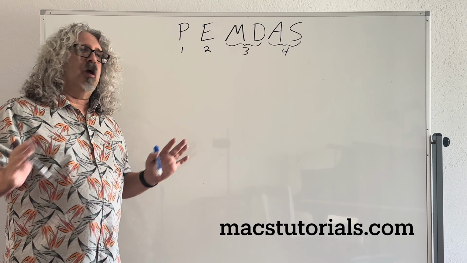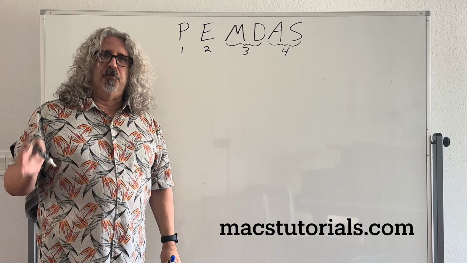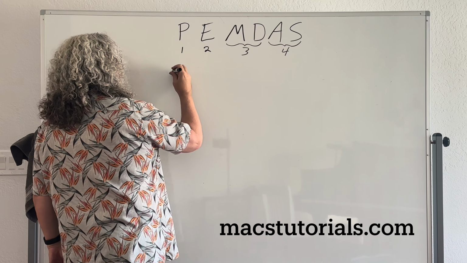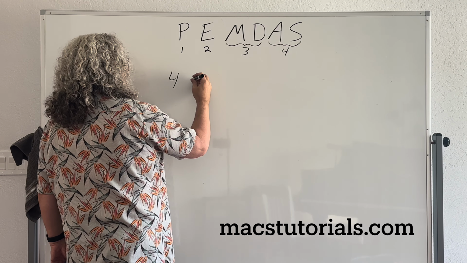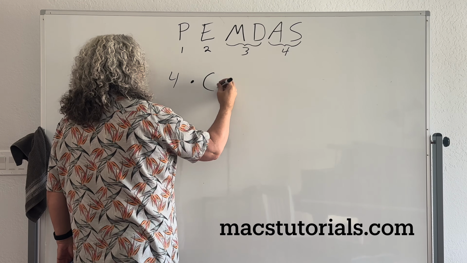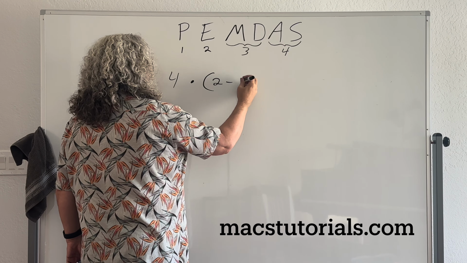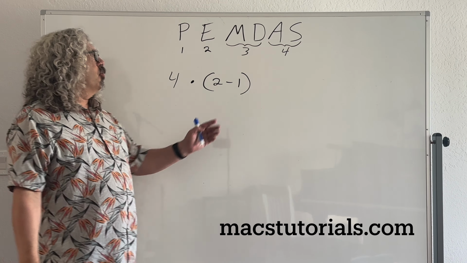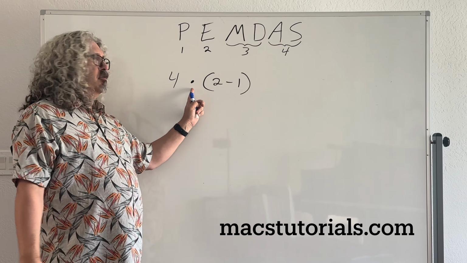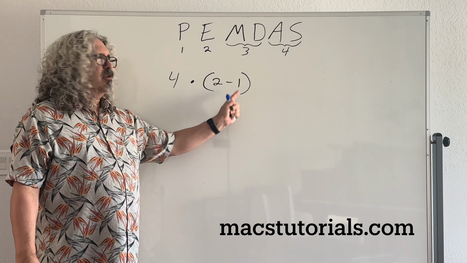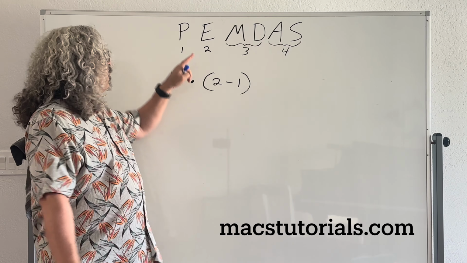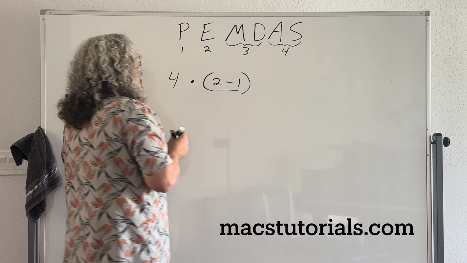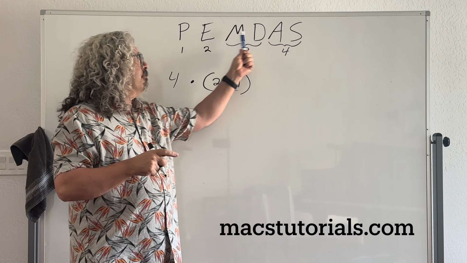If you ever see parentheses inside of a problem, you have to do the parentheses first. So for example, if I saw a 4, and let's go ahead and go times parenthesis 2 minus 1. Okay, pretty simple math right here. So normally we do the multiplication first, so we would do the times. But now I have work to do inside of a parenthesis. Parenthesis is step number 1. So I do all the work inside of a parenthesis before I even start worrying about any of this.